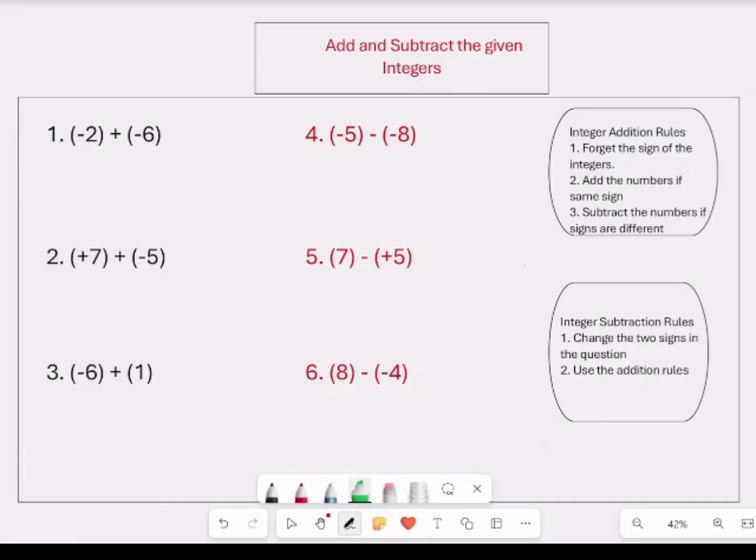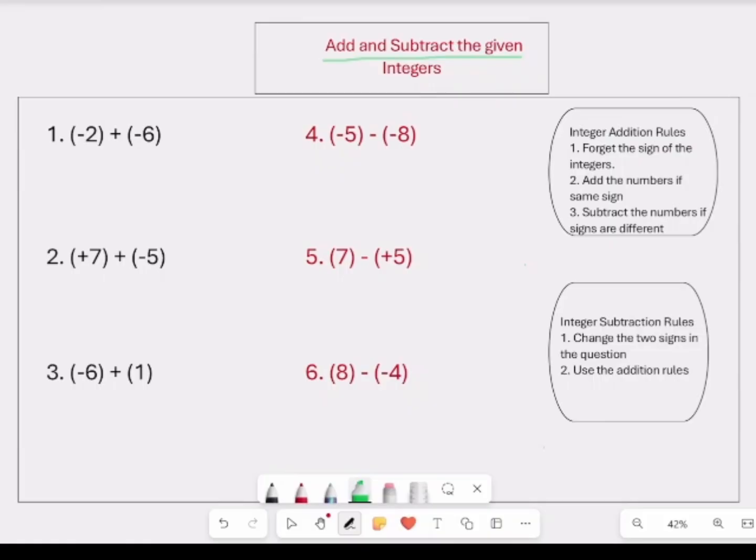Today we will learn how to add and subtract integers. Initially I uploaded some videos on how to add integers and how to subtract integers separately, but in this video I want to compile everything in one go, which is how to add and subtract integers. Now let's look at the first question and then I'll go over some rules alongside.